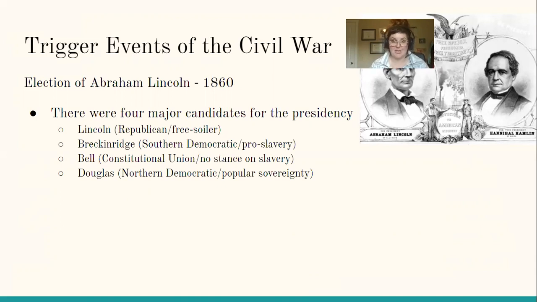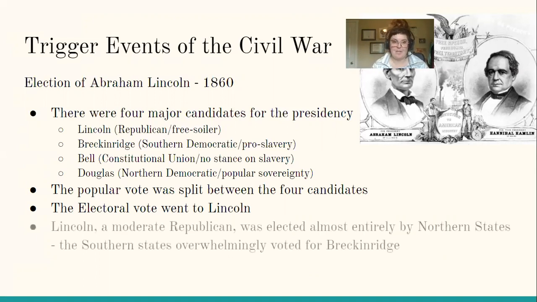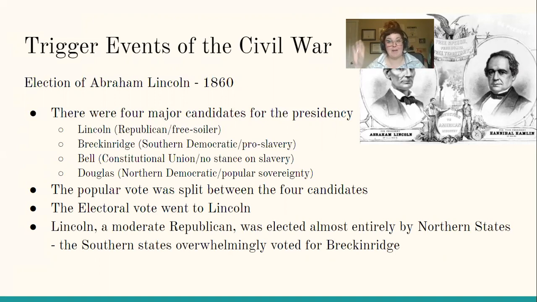So as you can imagine, having four different candidates for president split the vote in very interesting ways. So the popular vote was really kind of split between these four candidates. But the electoral vote, remember, because the president is not technically elected by the people, but by the Electoral College, the electoral vote went to Lincoln. He was elected, however, almost entirely by northern states. In fact, the southern states overwhelmingly voted for Breckinridge, the pro-slavery candidate.